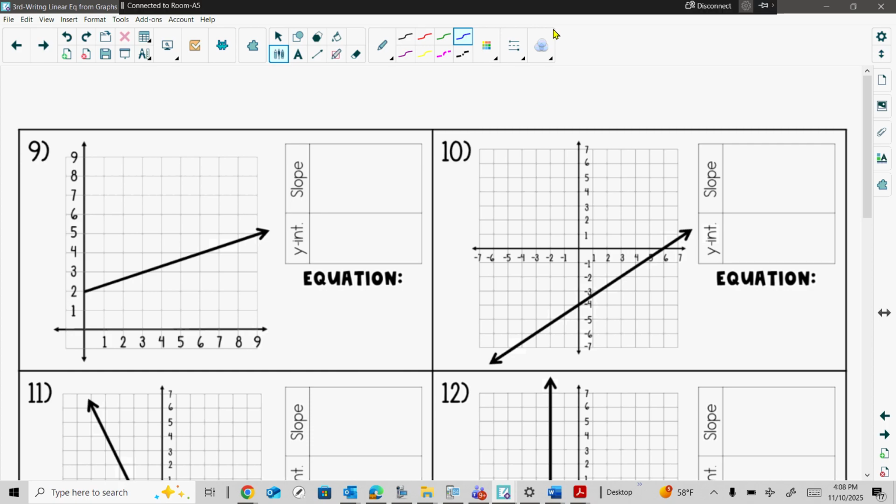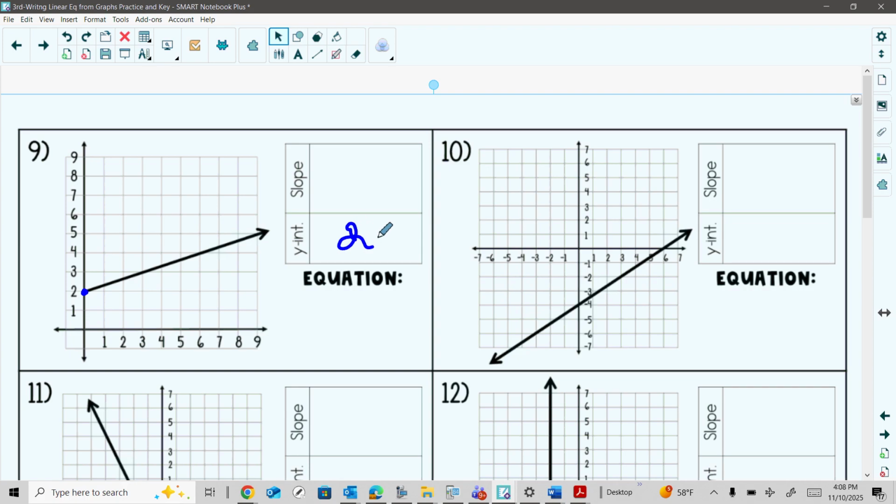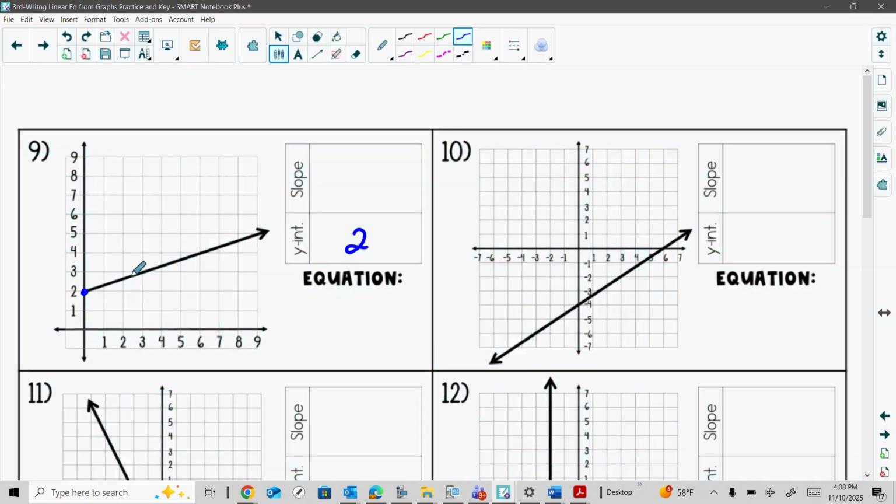Remember, first you are identifying the y-intercept. So the y-intercept is 2 here. Then we need 2 points. We need to find another exact point. I could do 3, 3, or I can go to 6, 4. Doesn't matter, but I'm going to do that in red. It has to be where the 2 lines cross, okay? So this point here is 6, 4.